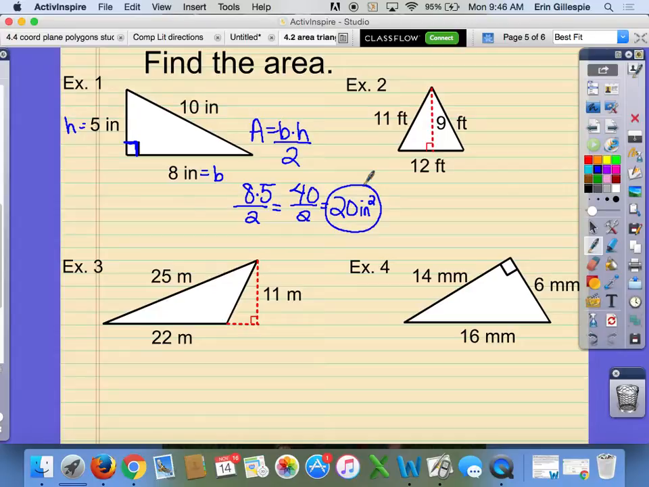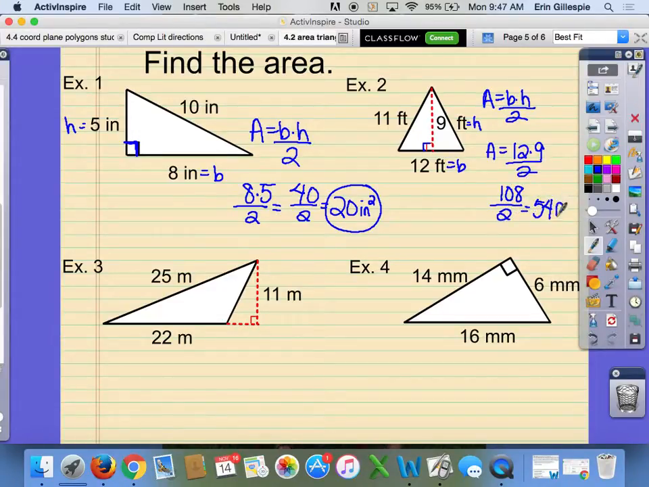Example 2. Again, we want to do base times height divided by 2. But which 2 are the base and the height? Well, I see a drawn-in measurement here with a 90-degree angle. So that means 12 is my base and 9 is my height. So I want to do 12 times 9 divided by 2. 12 times 9 is 108, and 108 divided by 2 is 54 feet squared.